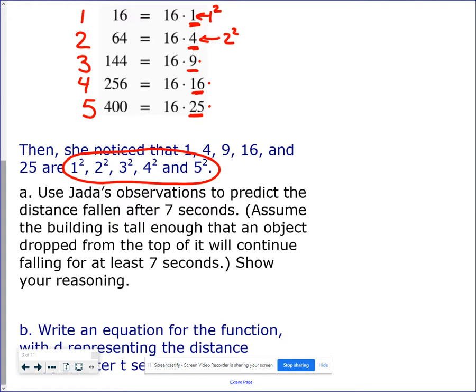So I know that for each of these, I took the seconds that it has fallen, and I square that, and I multiply it by 16, okay? So I would have 16 times 7 squared. Well, 7 squared is 49, so I'm going to have 16 times 49, and that number is 784 feet that it would have fallen after 7 seconds.